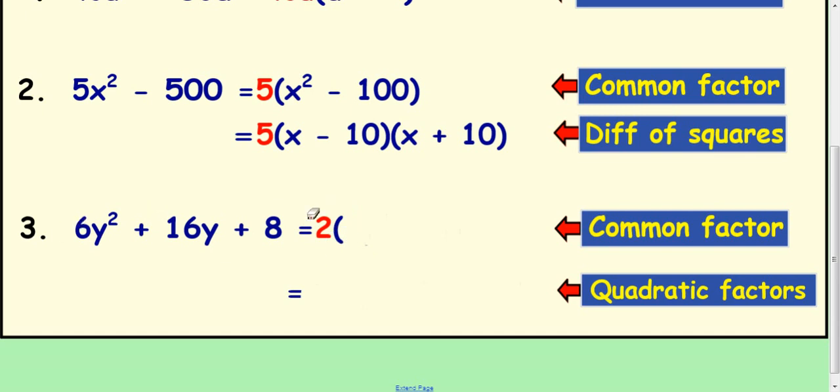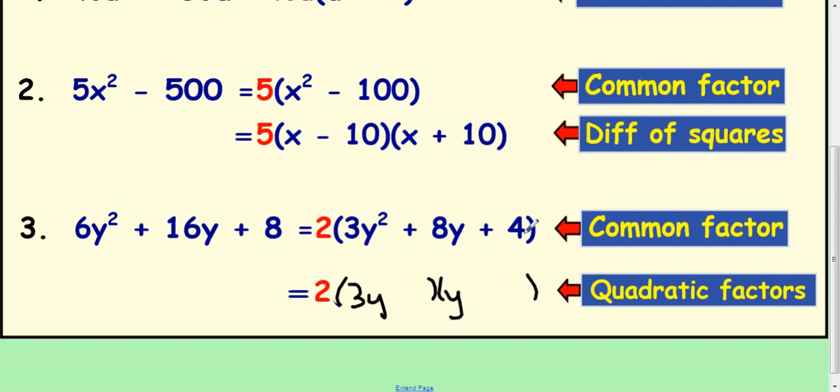So 2 3s are 6, so I need a 3y squared. Divide 16y by 2, you get 8y. And finally divide the 8 by 2, you get a 4. Okay, now I can leave the 2 at the front and I can go into my double brackets. So I want to write my double brackets out, and I'm thinking, well, I've got a 3y squared here, so 3y and y make up that.